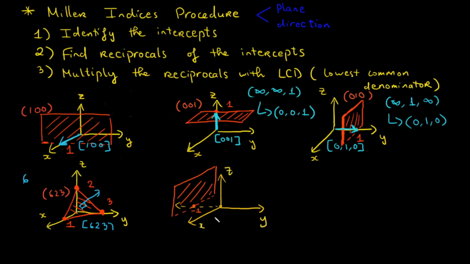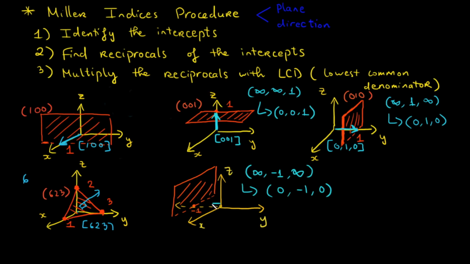So now let's try this last case, and our first step is to find the intercept point. So there's no intercept in the x direction, it's gonna be infinity. And for y, it's gonna be -1. And for z, it's gonna be infinity because there's no intersection between this plane and the z-axis. So when we find the reciprocal, you're gonna get 0, -1, and 0. And there's no LCD, so we're gonna skip the last step.